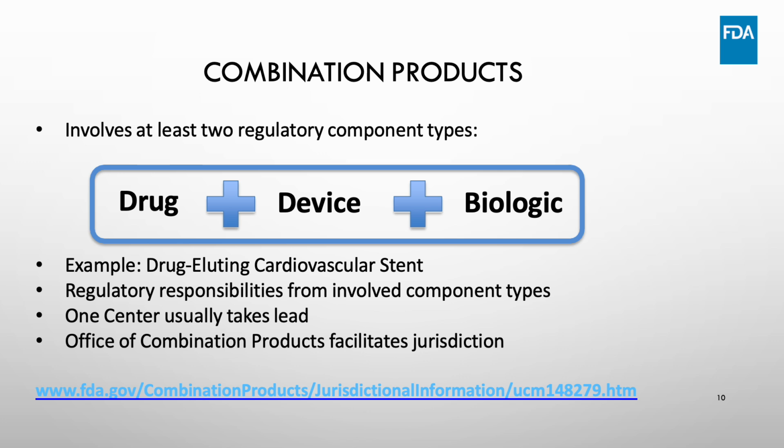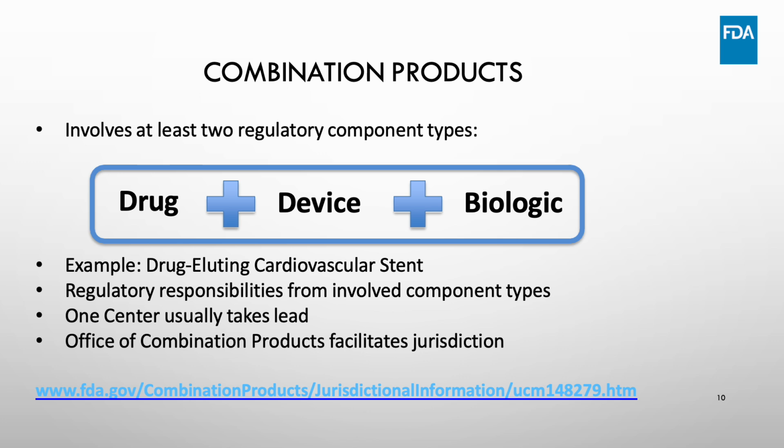Innovative products may feature aspects of devices as defined in the prior slide, as well as components such as drugs or biologics. We refer to these as combination products, which by definition involve at least two regulatory component types of drugs, devices, and biologics. An example of a drug-device combination product is a drug-eluting cardiovascular stent, whose two components work together to keep an artery open and prevent restenosis.